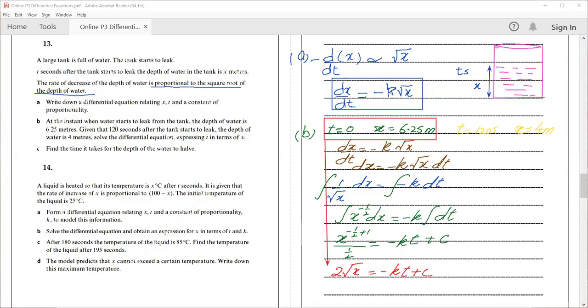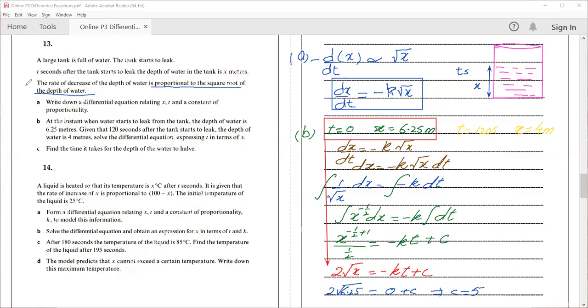After substituting the values, I will use the blue marker. 2 will remain as it is, under root 6.25 is equal to, that becomes 0, plus c. So the value of c becomes: the square root of 6.25 is 2.5, and 2.5 multiplied by 2 becomes 5. So the value of c is 5.